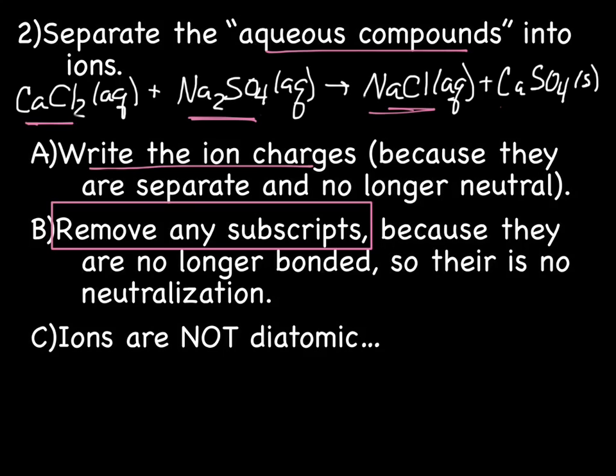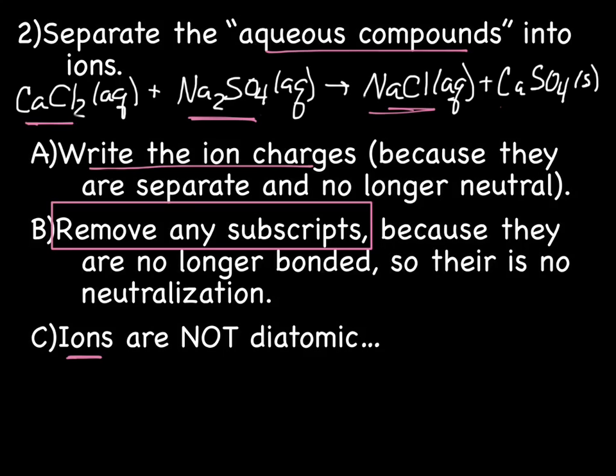There's no such thing as a diatomic ion. Atoms are diatomic: hydrogen, nitrogen, oxygen, and all of those. If they're atoms, they can be diatomic. There's no such thing as diatomic ions. So if there's a charge, no diatomics. All right, so let's go through and separate everybody.